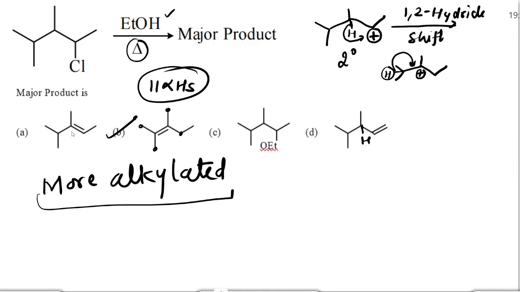This is also formed to some extent as a minor product. Even this can be formed as a minor product. All can be formed as minor products. But in this case, there is 3 plus 3 plus 1, 7 alpha hydrogens. So the maximum alpha hydrogens are in the B part.